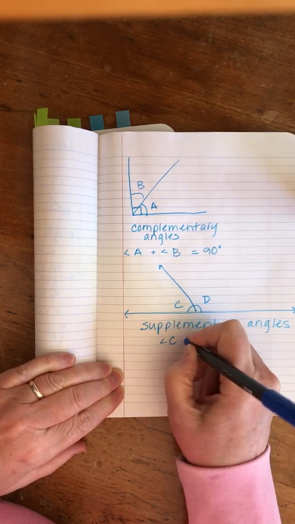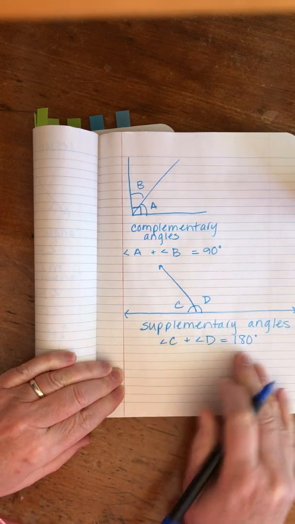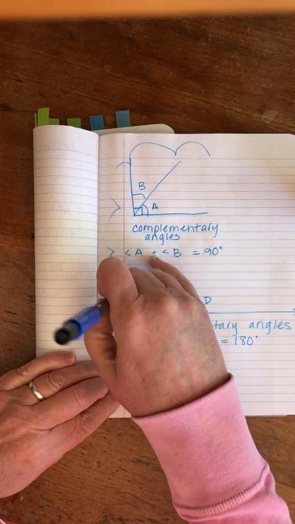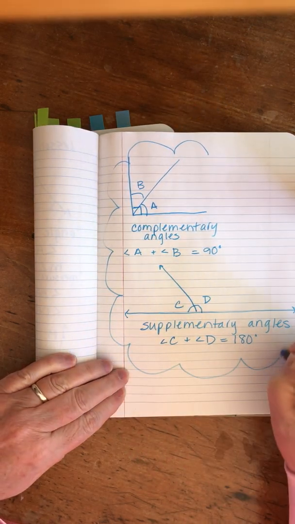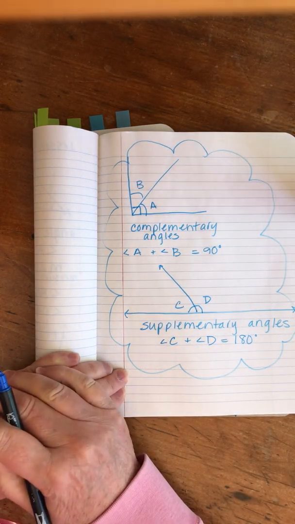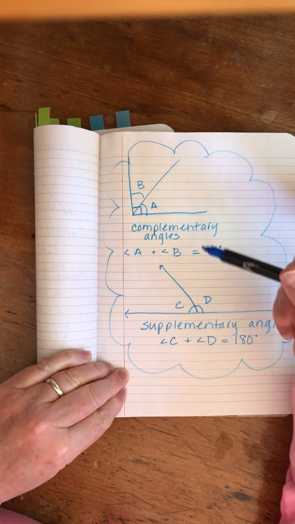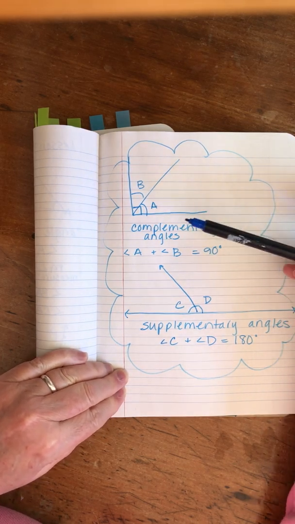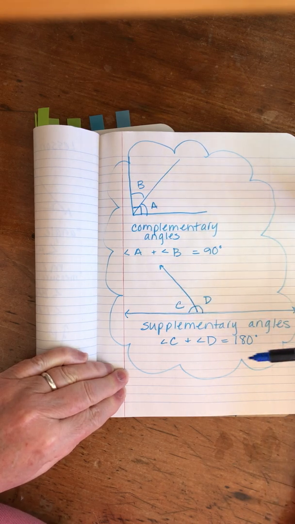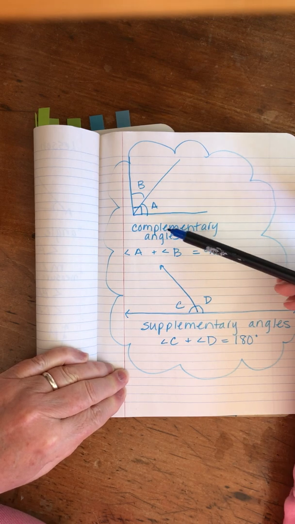Angle C plus angle D equals 180 degrees. Okay, this is a big fat puffy cloud of knowledge. You need to get this into your brain as soon as possible and remember it. The only problem people have with this, you guys, is that we understand one pair of angles adds up to 90, one pair adds up to 180. That's fairly easy. The hard part is which name goes with which.